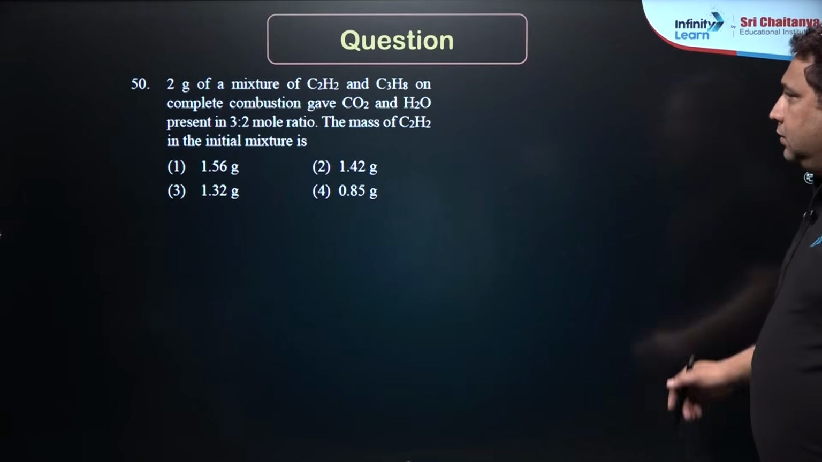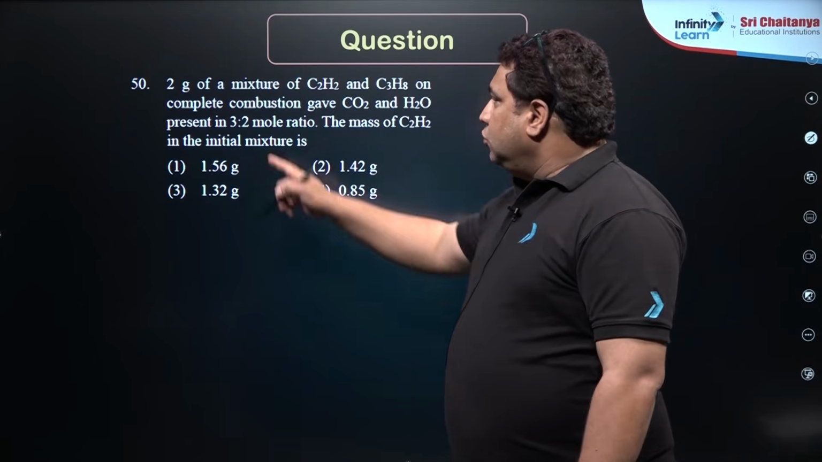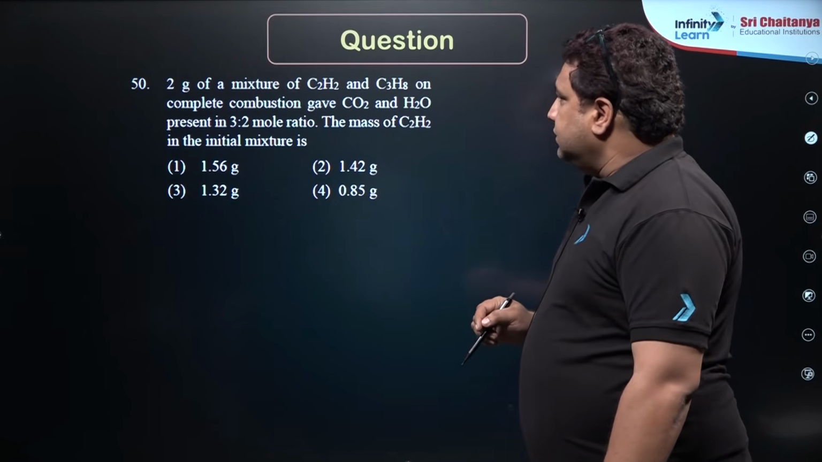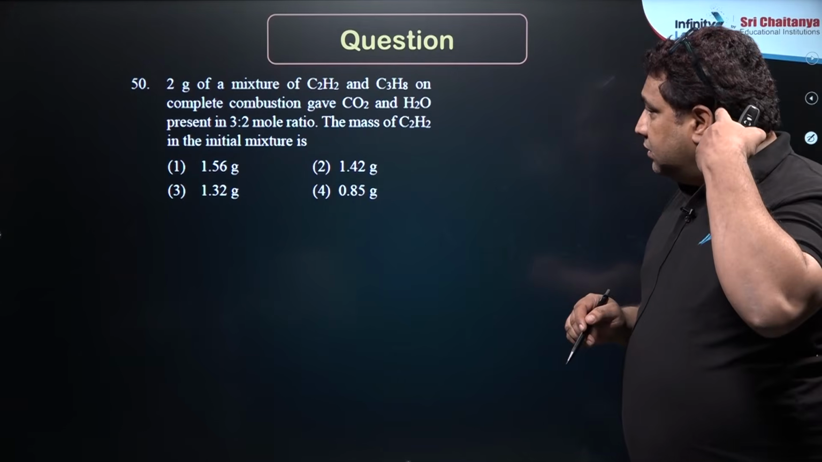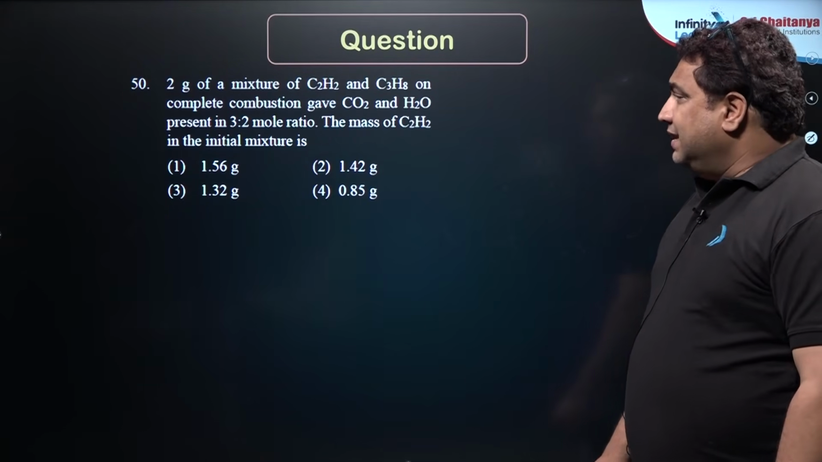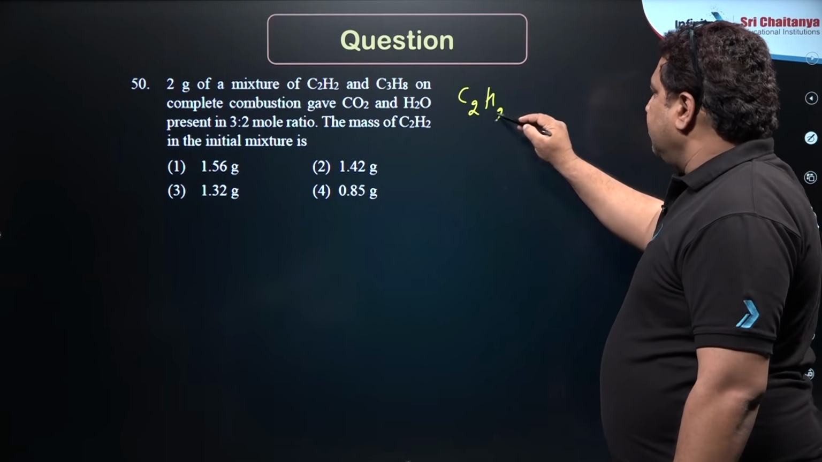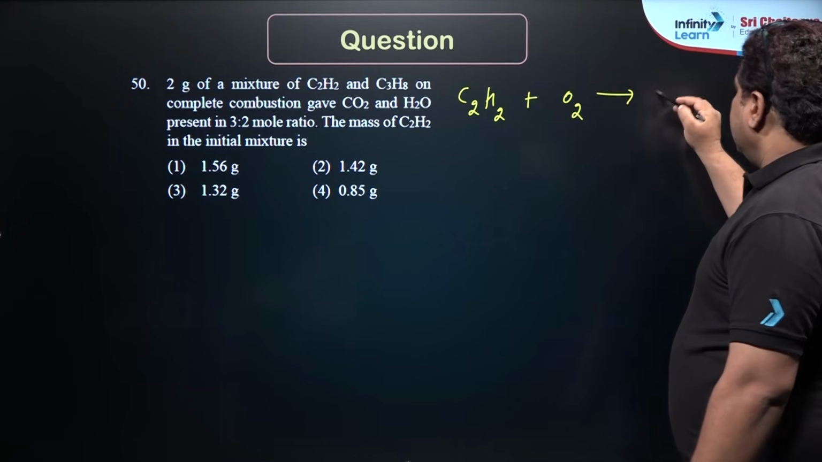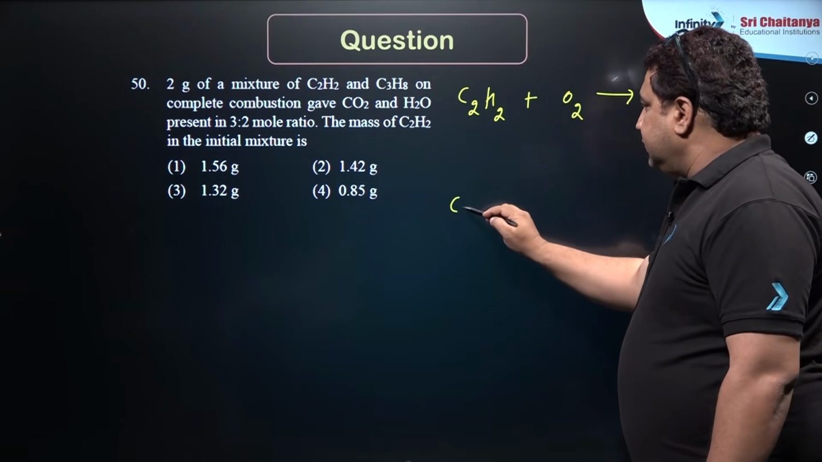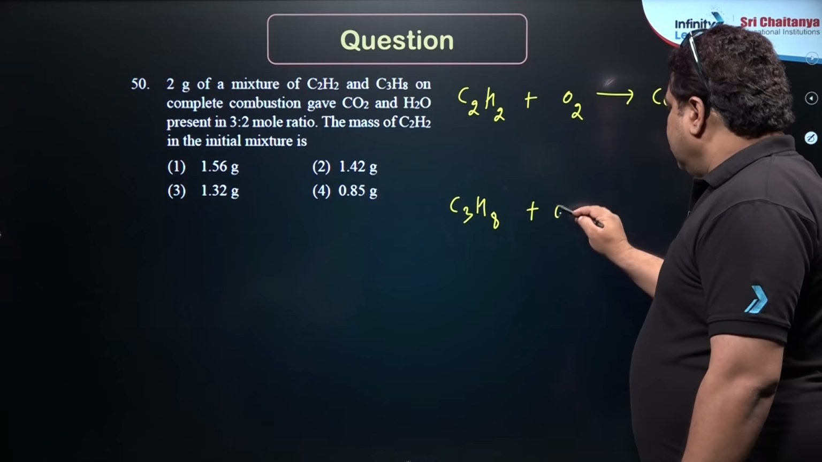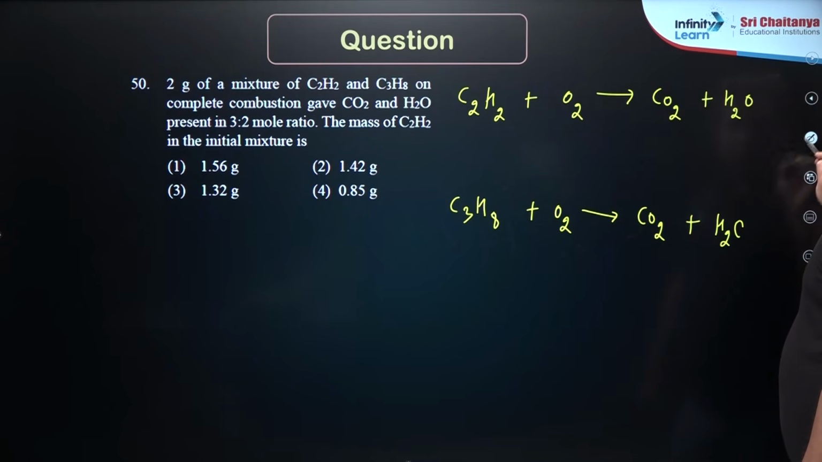Chalo, next. Now question number 50 is: 2 grams of a mixture of C2H2 and C3H8 on complete combustion gives carbon dioxide and water. Present in the 3:2 mole ratio, the mass of C2H2 in the initial mixture is. So dear students, first you have to do combustion of each. If you do combustion of C2H2, you will get carbon dioxide plus water, and if you take C3H8 with oxygen, you will get carbon dioxide plus water.